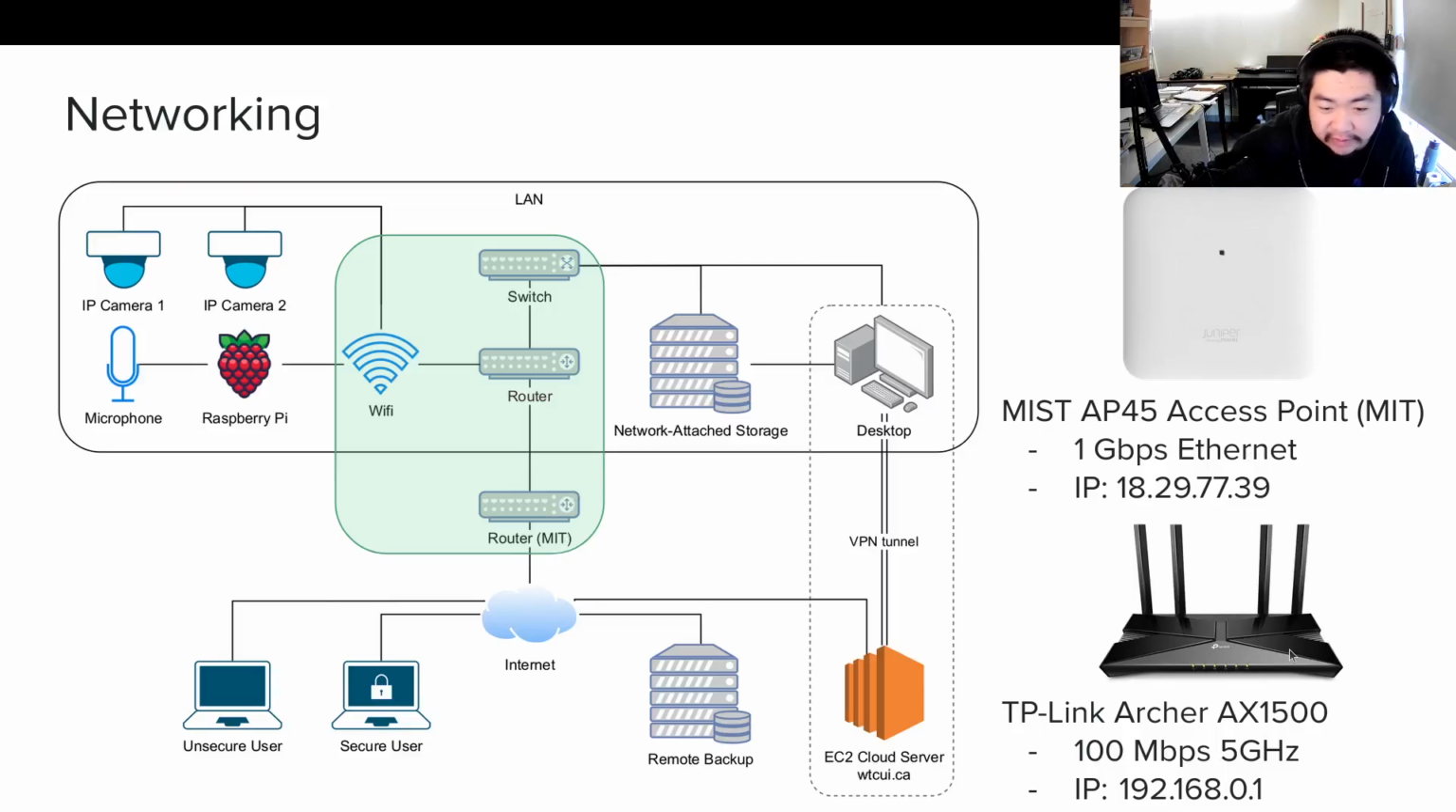So the router I got was a TP-Link Archer AX1500. It's dual band. It has 5 and 2.4 gigahertz. I use the former, which is, I guess, decently fast in terms of the Wi-Fi. But this is also connected to the NAS and the desktop through actual Ethernet cables. So that's faster. I get up to gigabit internet with that.